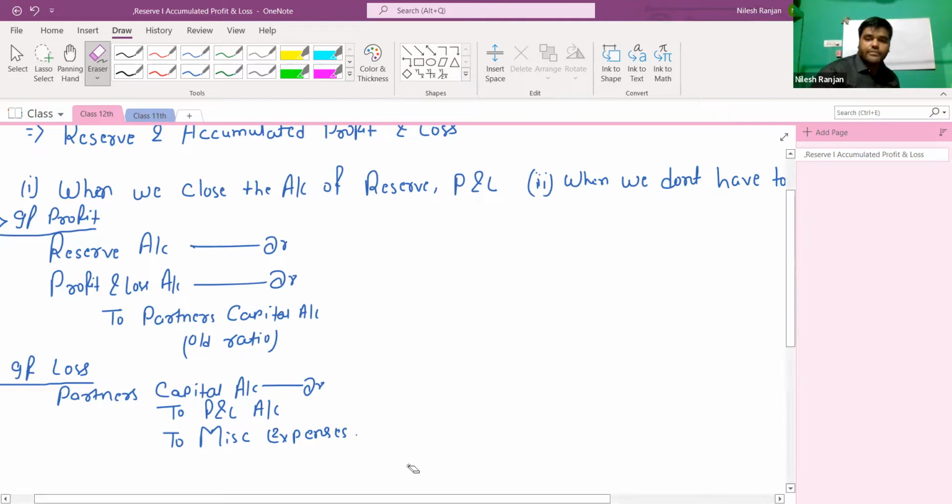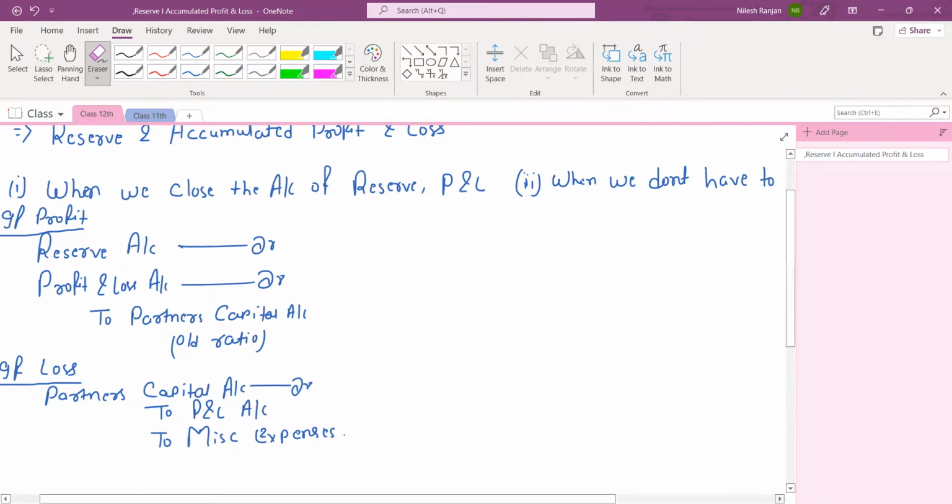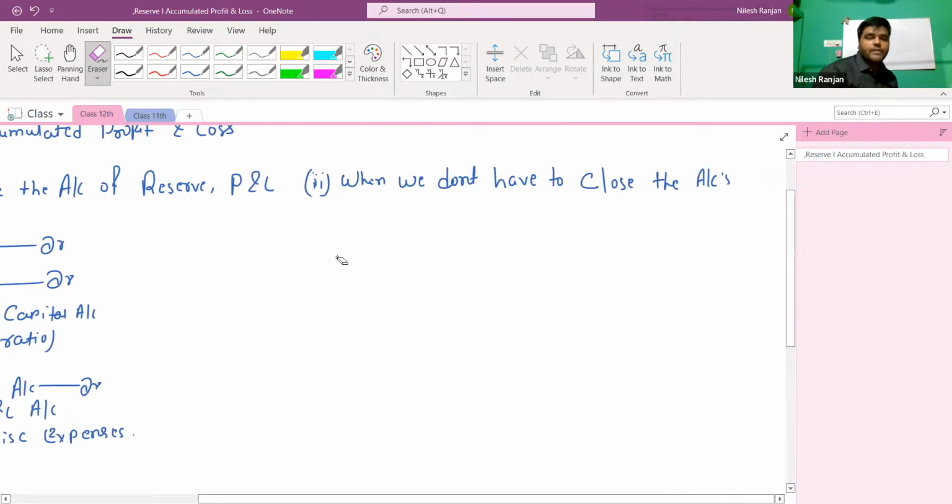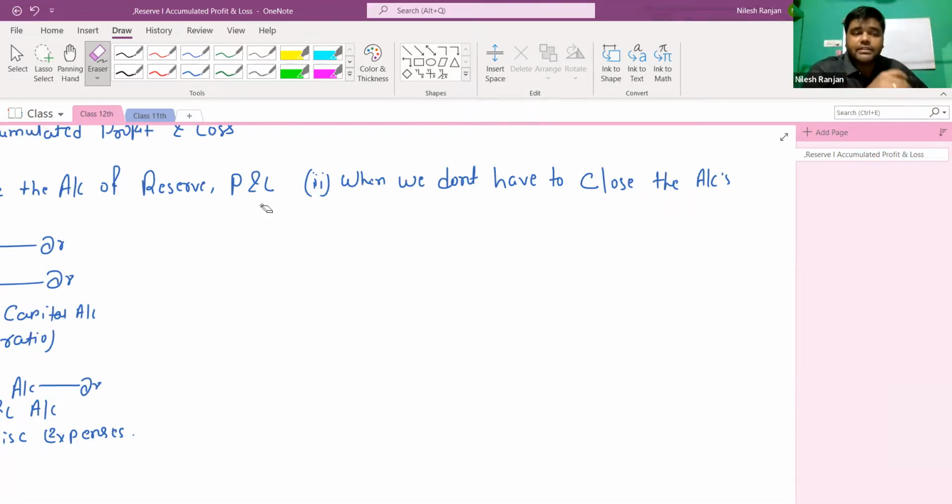Now, case 2: there is a condition that we don't have to distribute the reserve and profit and loss because we don't have to close the account. In the first case, your account of reserve and profit and loss will be closed. Why? Let's say there is a balance of 10,000 in the reserve account, and we transfer all the 10,000 to the old partners' capital account, then there will be no balance in the reserve account. That's why the account will be closed. Is that clear?